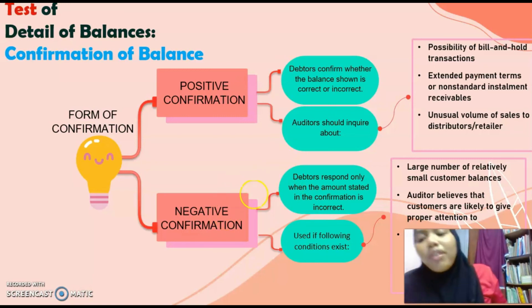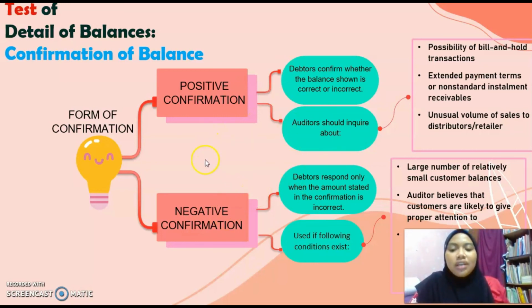Okay, this is the form of confirmation. If the confirmation is positive, the debtors confirm whether the balance shown is correct or incorrect. And also, the auditor should inquire about the possibility of bill and hold transactions, extended payment terms or non-standard installment receivable, and also unusual volume of sales to distributors or retailers.